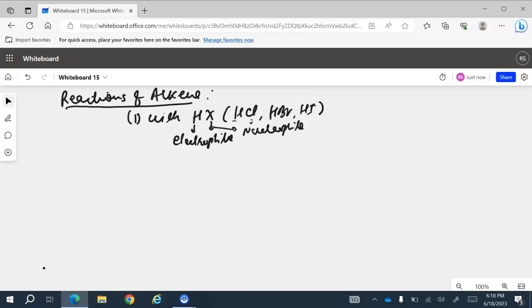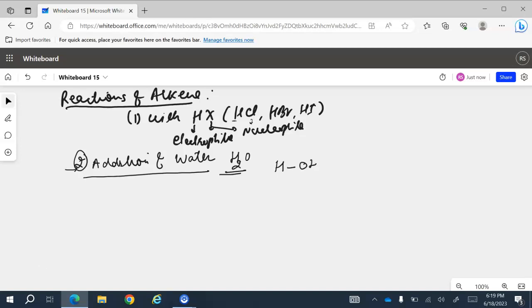To look for the other combinations, one great molecule to discuss is, this is number two, the addition of water, H2O. If we look very closely at the water molecule HOH, you can have an idea that hydrogen can act as the electrophile, and the OH can act as the nucleophile. So across the double bond, hydrogen would be added to one carbon and OH would be added to the other carbon.